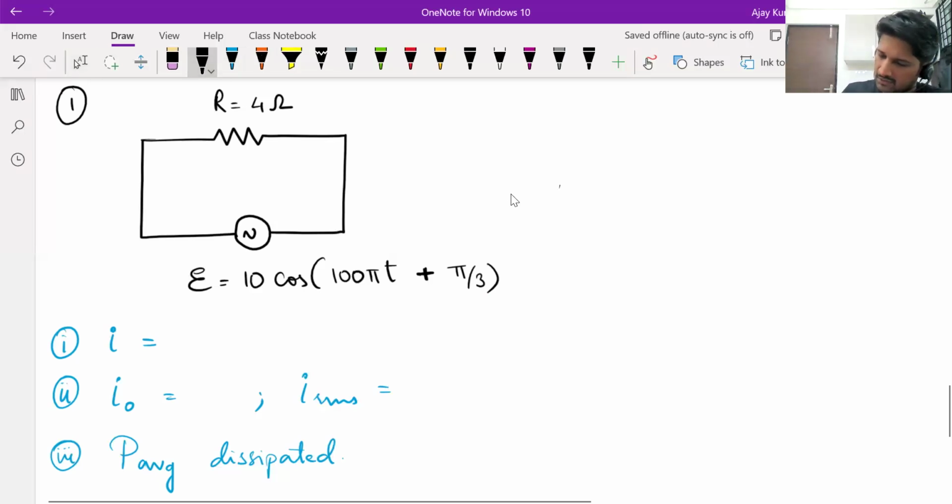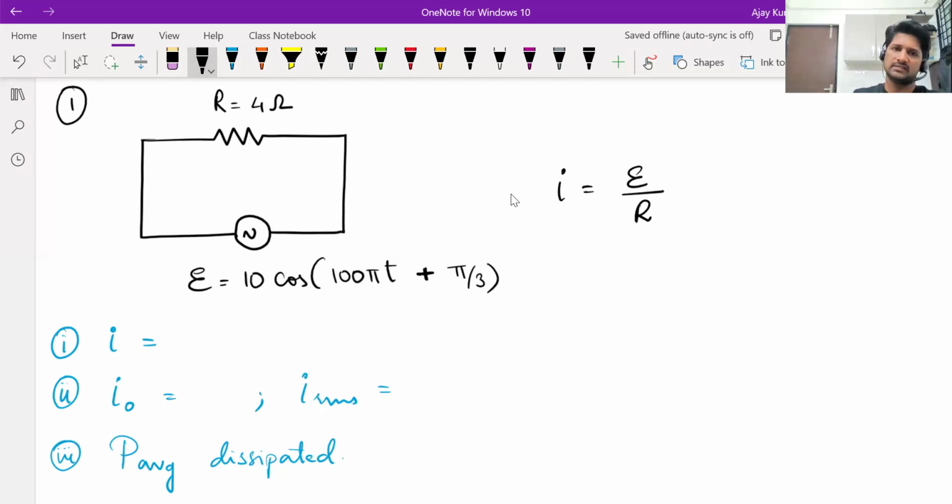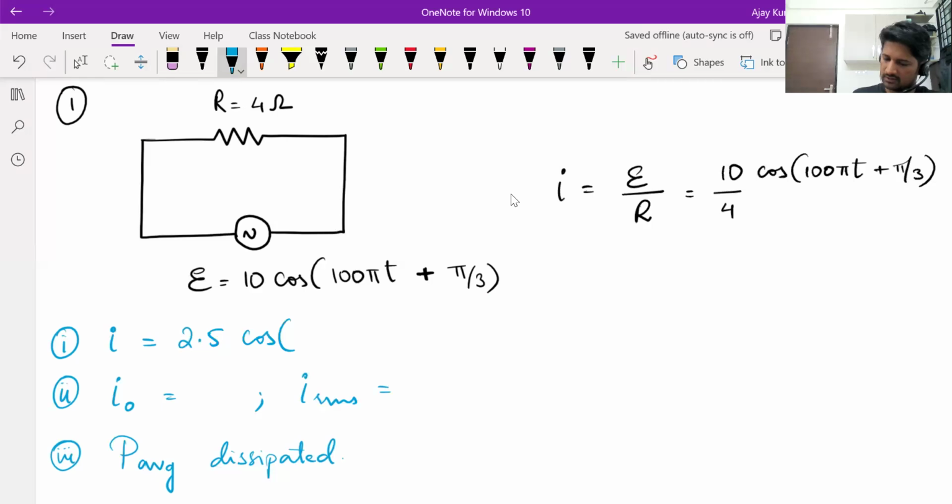Anyway, I is equal to E by R gives you the current through the resistance directly. Write the E equation as it is. Like whatever EMF is there, you have to take it, plus pi by 3, divided by the resistance, which is 4 ohm. 10 by 4 is 2.5. So current is 2.5 cos(100 pi t plus pi by 3). Using this, you can tell the current through the resistance at any time.